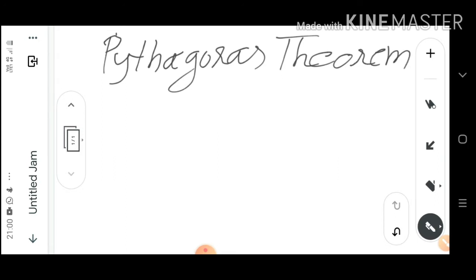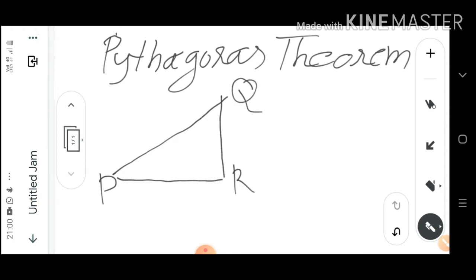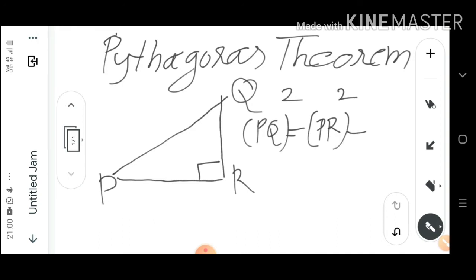Suppose we have one triangle PQR, and this triangle is a right angle triangle because angle R is of 90 degrees. Now we say in this case PQ square is equal to PR square plus QR square.